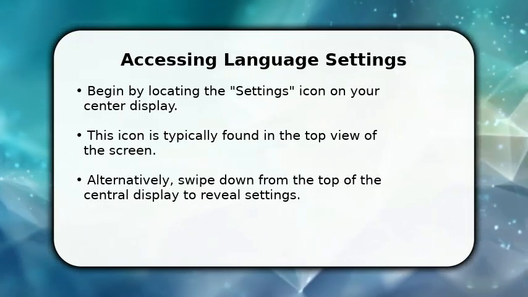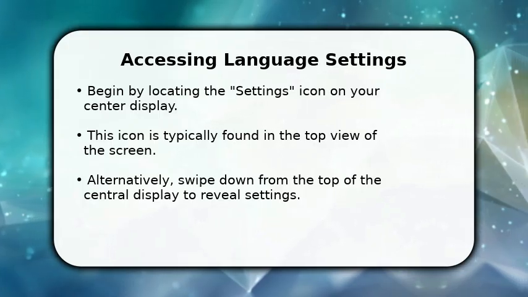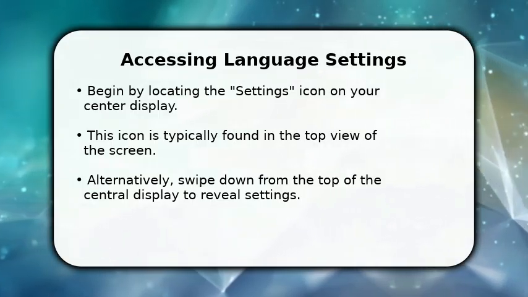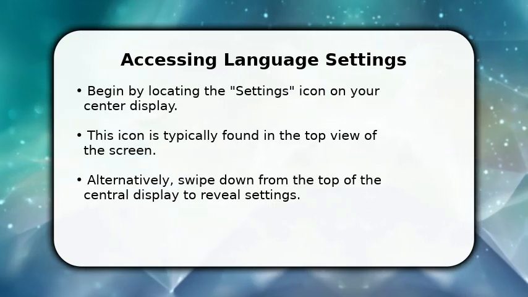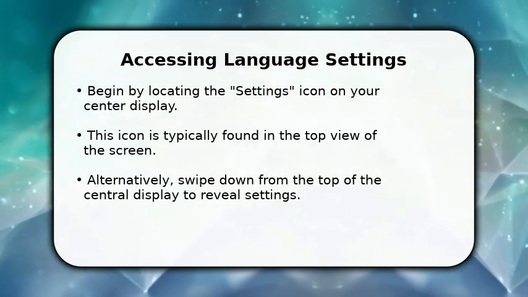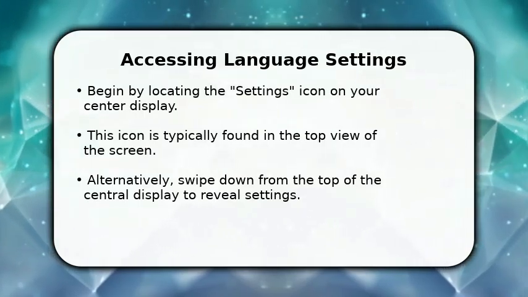First, you'll want to access your car's main settings. Look for the settings icon, which usually appears in the top section of your center display. You can also swipe down from the top of the screen to quickly reveal these options. This is your starting point for customizing many vehicle features and getting started with your language change.